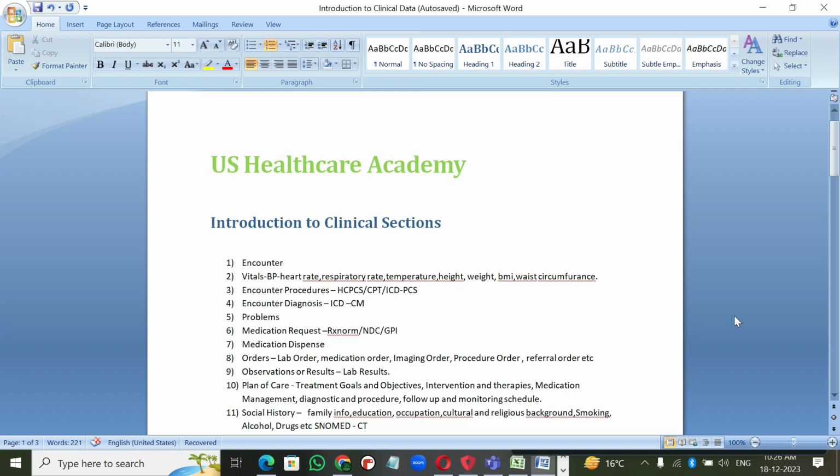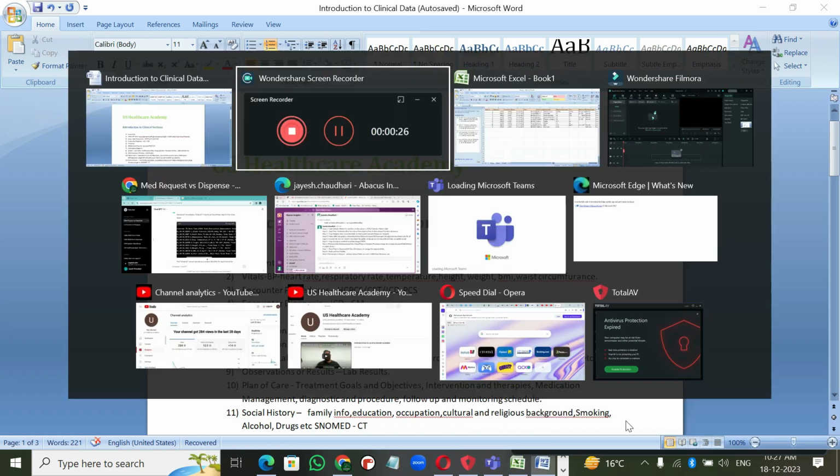Today I am going to take you through how the vitals data is actually saved in the backend. So how it looks in the table format like this.